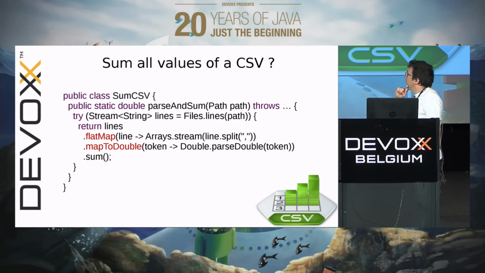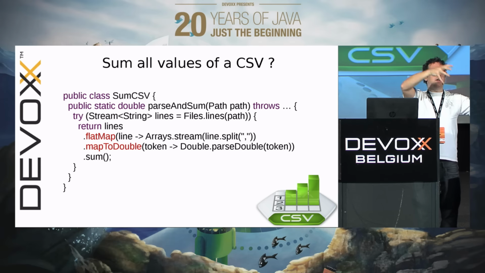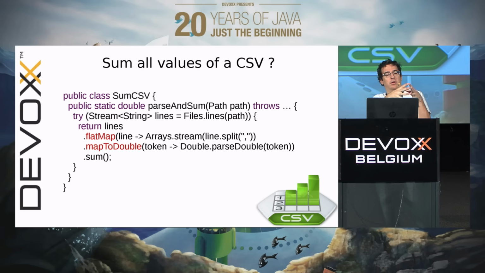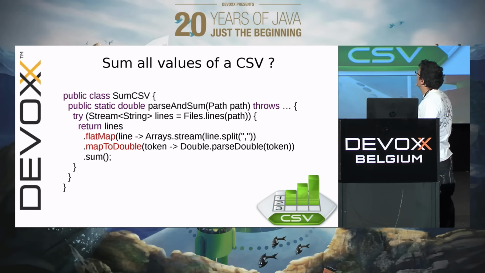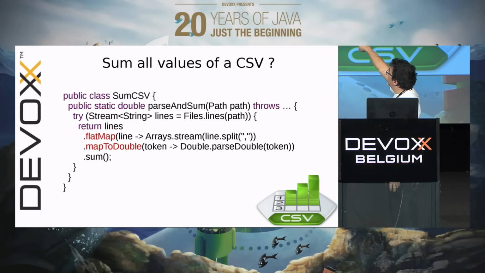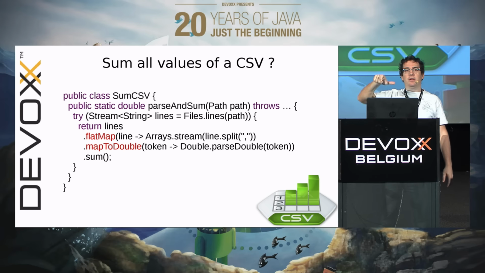I have a method named flatMap, which does the following: for each line, it will separate the line into several tokens, and instead of seeing a stream of arrays of tokens, I will see a stream of tokens, which means that each token will be seen as concatenated with the previous line and the next line. Basically, it means that I take my file, I separate by line, and for each line, I separate using the comma. So now I have a stream of strings, each string being a value of the CSV file.